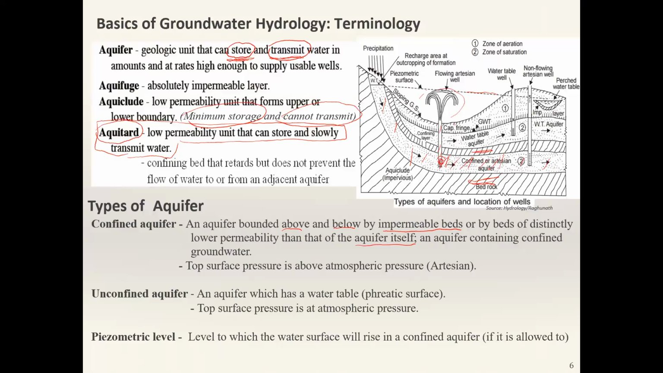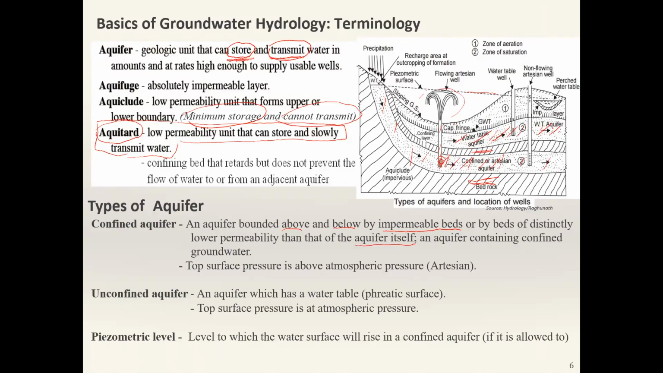Now, what is the difference between this one and the well that you drill into an unconfined aquifer? This is an unconfined aquifer. What is the difference here? An unconfined aquifer is bounded by an impermeable layer only at the bottom. But on the top, what you see is the ground surface and an unsaturated layer. That kind of aquifer is called an unconfined aquifer.